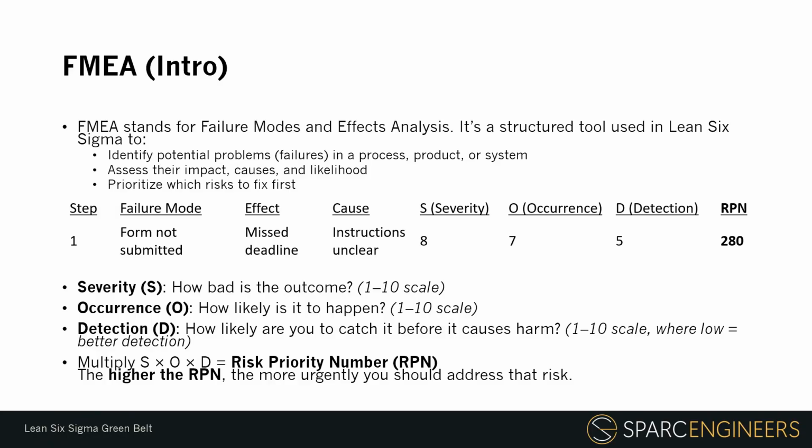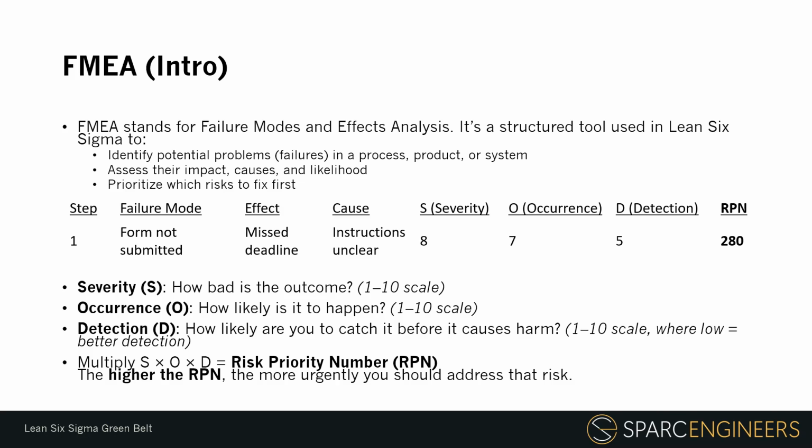Severity, occurrence, detection, and RPN. In an FMEA, we commonly score each risk using three ratings: severity, occurrence, and detection. Severity, or S, asks, how bad is the outcome if the failure happens? This is usually scored on a 1 to 10 scale, where higher numbers mean more serious impact. Occurrence, or O, asks, how likely is the failure to happen? Again, this is usually scored on a 1 to 10 scale, where higher numbers mean it is more likely to occur.